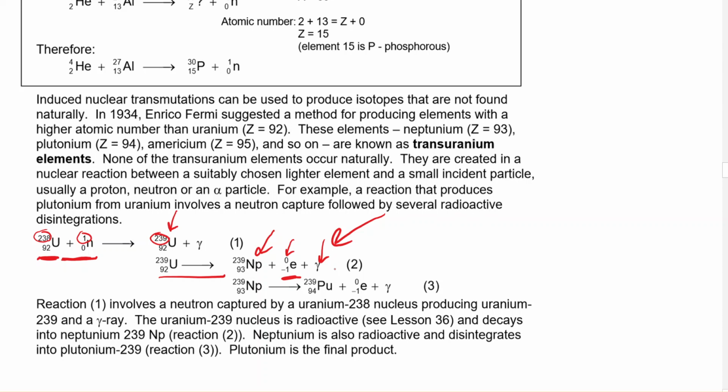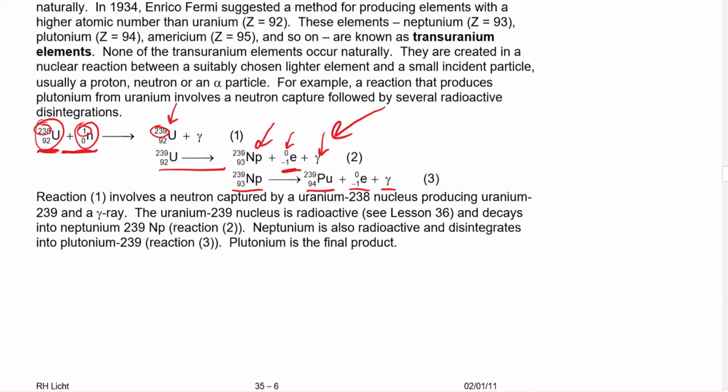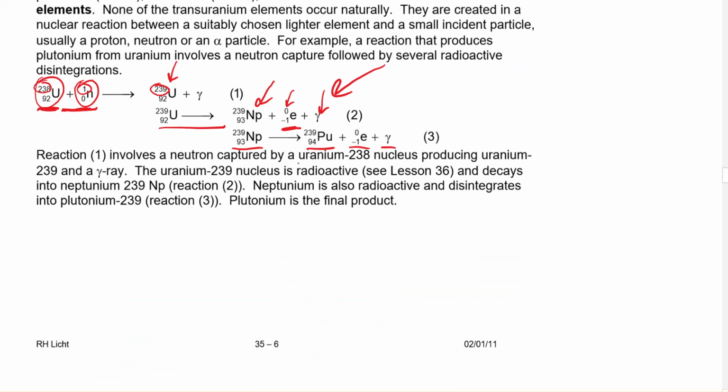Okay, and then neptunium-239, again, it didn't like sitting there. That was unstable as well. It decays into plutonium-239 plus an electron plus a gamma ray. So this whole reaction started to take place just because we hit it with a neutron. That's the idea there, that this whole process can be induced. Like I said, you won't have to know exactly what happens. That's actually quite difficult to figure out.